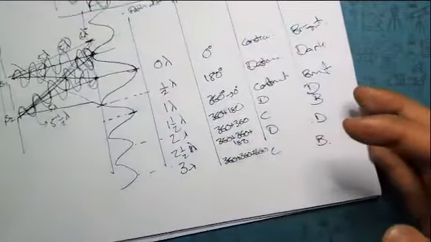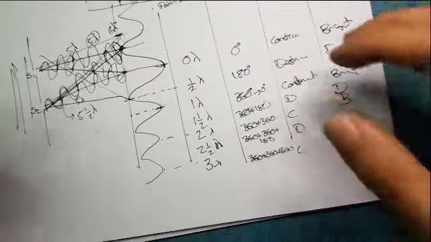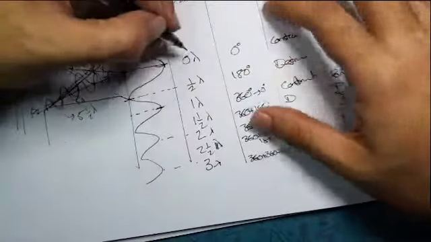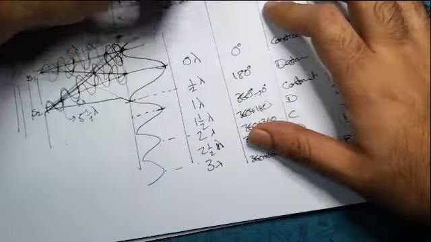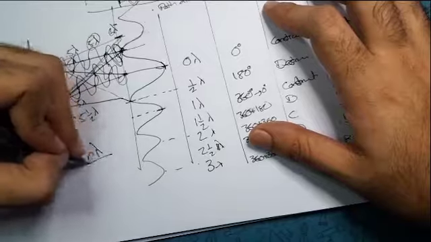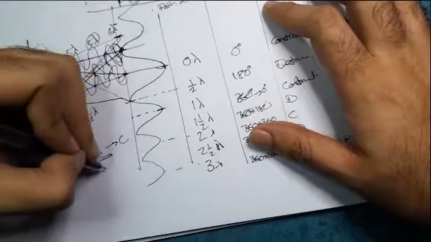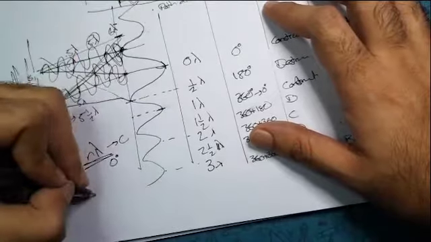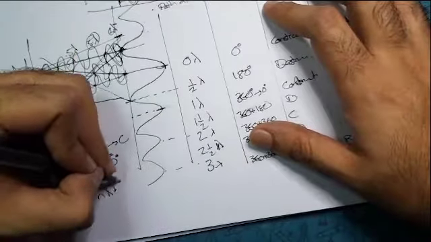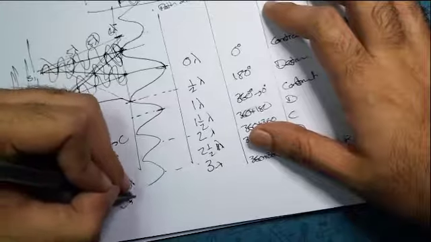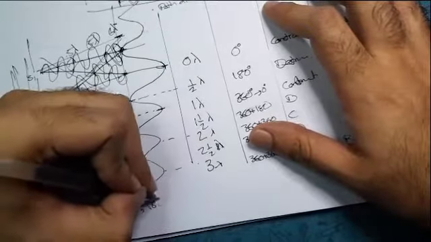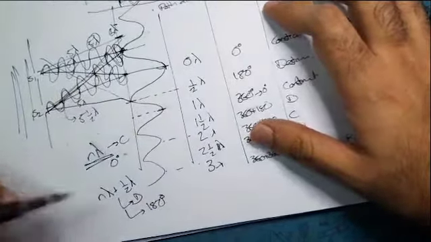So we can reduce this into a sort of relationship. What is the relationship going to be? Anywhere where the path difference is n lambda, you're going to get constructive interference because the phase difference is 0 degrees. Anywhere where the path difference is n lambda plus half lambda, you're going to get destructive interference because the phase difference is 180 degrees, right? So you get bright spots and dark spots.